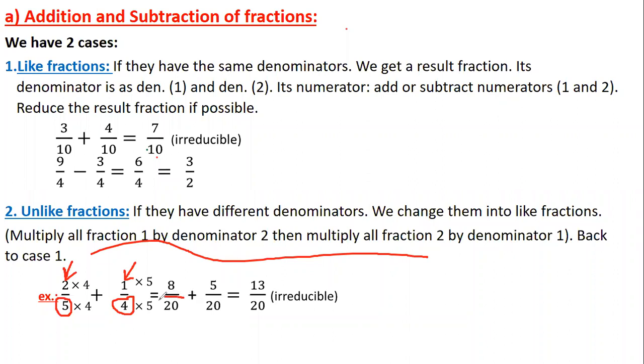Now I got a fraction with denominator 20, another fraction with denominator 20. Now I have like fractions. Since we have like fractions, I directly get the result fraction. My denominator stays at 20, which is the same, and 8 plus 5 is 13. 13/20, it is an irreducible fraction since there's no common factor between 13 and 20.